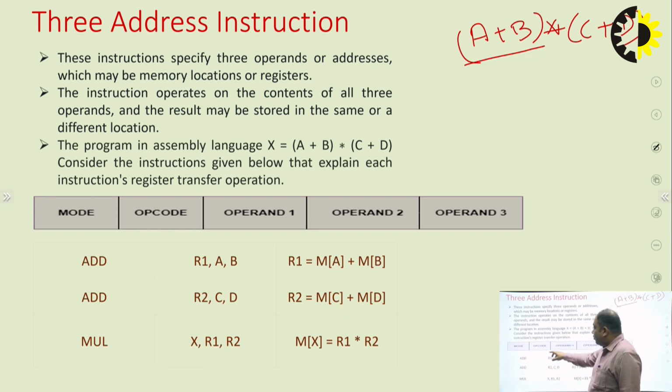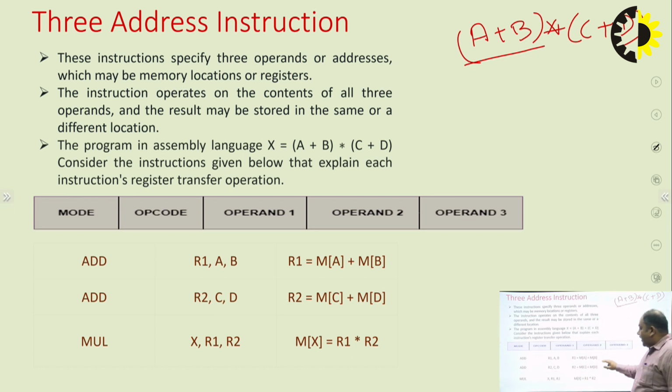What is our operation code? Add. What are we doing? We are doing addition. So A plus B is added, and C plus D, then they are multiplied. So our first operation is add, and the next operation is multiply.